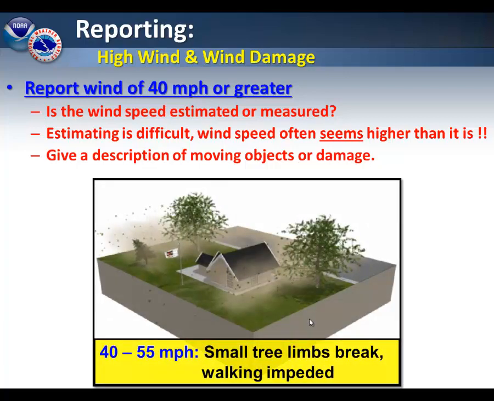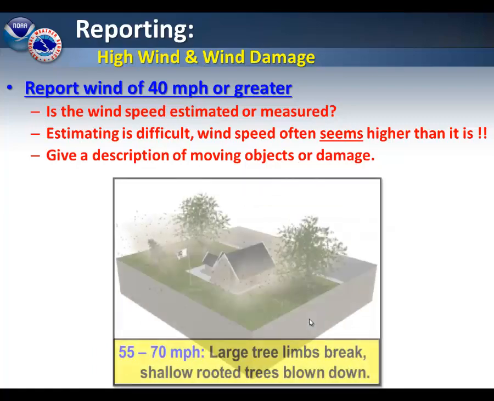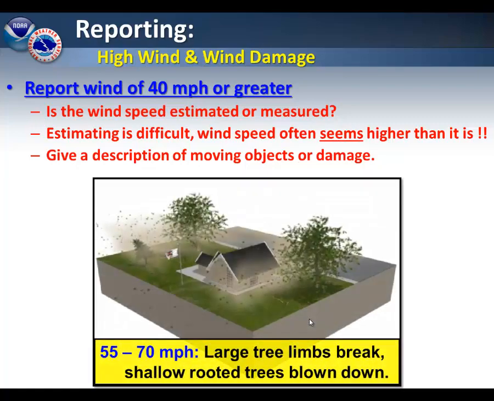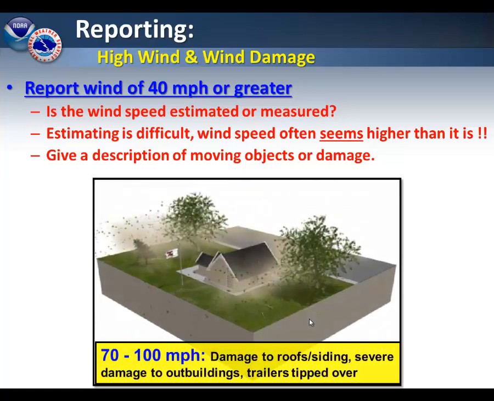For wind speeds of about 40 to 55 miles an hour, you may see small tree limbs breaking, and your walking may be impeded. When winds get up to about 55 to 70 miles an hour, large tree limbs will start to break, and some shallow-rooted trees will be blown down. When winds are 70 to 100 miles an hour, you'll start seeing damage to roofs and siding, and severe damage to outbuildings, and trailers may be tipped over as well.